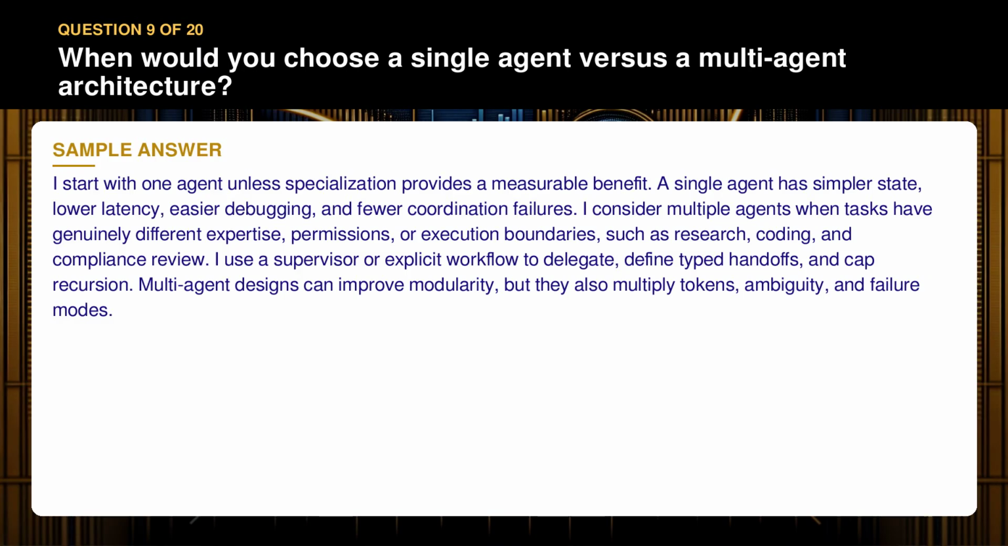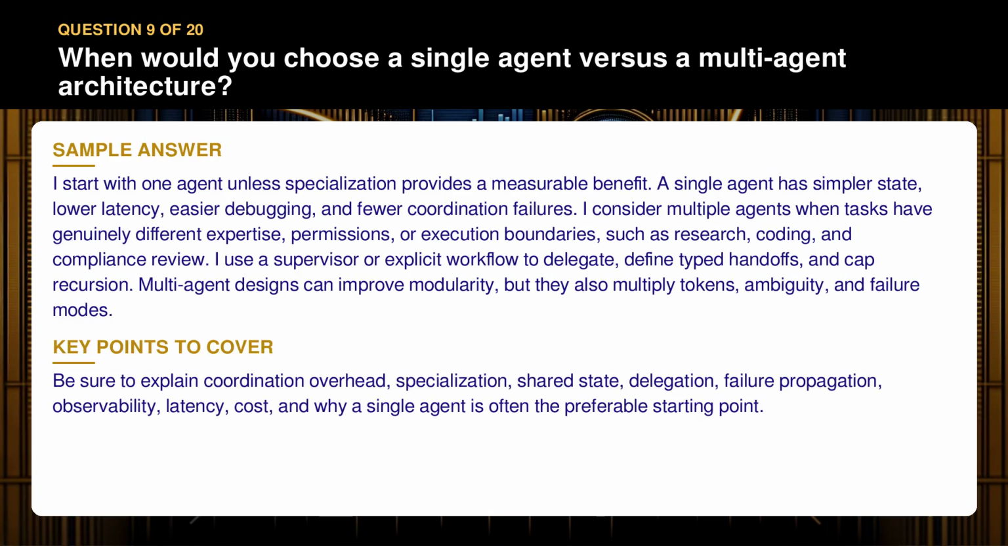Multi-agent designs can improve modularity, but they also multiply tokens, ambiguity, and failure modes. Be sure to explain coordination overhead, specialization, shared state, delegation, failure propagation, observability, latency, cost, and why a single agent is often the preferable starting point.